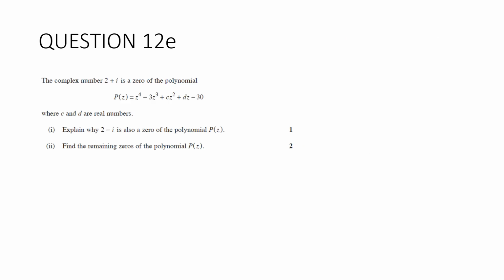12e. The complex number 2 plus i is a zero of the polynomial p(z), where c and d are real numbers. Part 1, explain why 2 minus i is also a zero of the polynomial. It's a nice easy question, isn't it? So we have a real polynomial here because c and d are real numbers. All the coefficients are real.